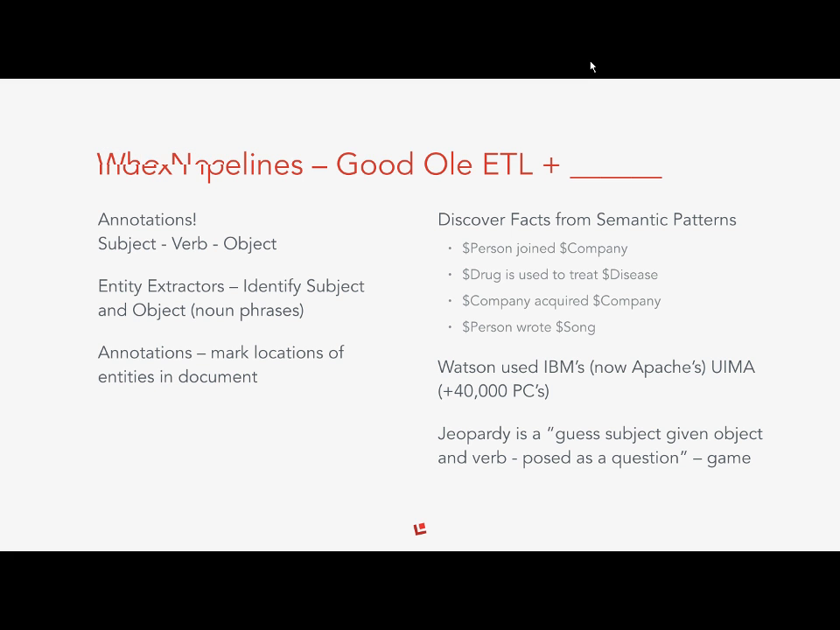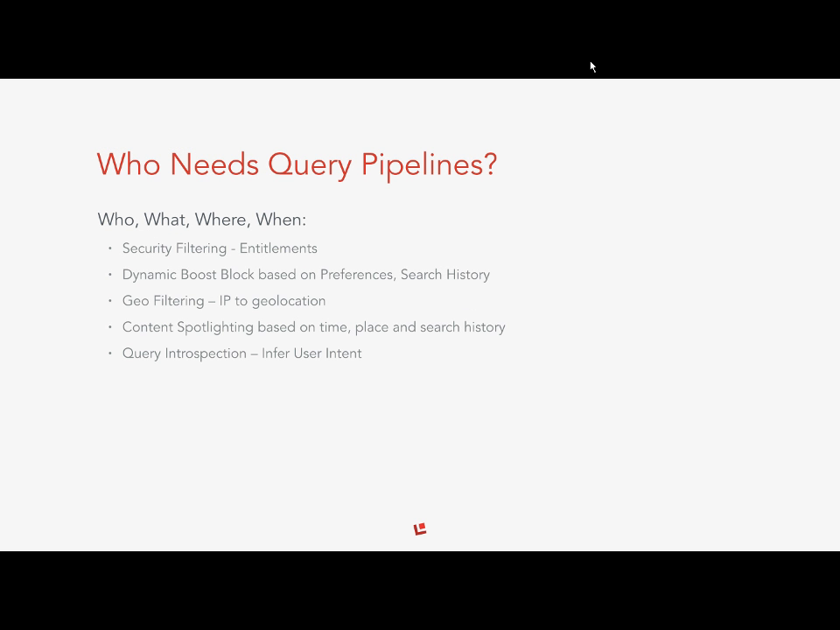But what about query pipelines? I'm running a little late, so I'll just do this as quickly as I can. We can do a lot of things with query pipelines. This basically gets to the question of who is searching, what are they searching for, where are they when they're searching, and when, what is of interest in the timing of the information. So for security filtering, we have the who are you, what can you see. We also can do dynamic boost blocking based on preferences and search history. That depends on who you are.